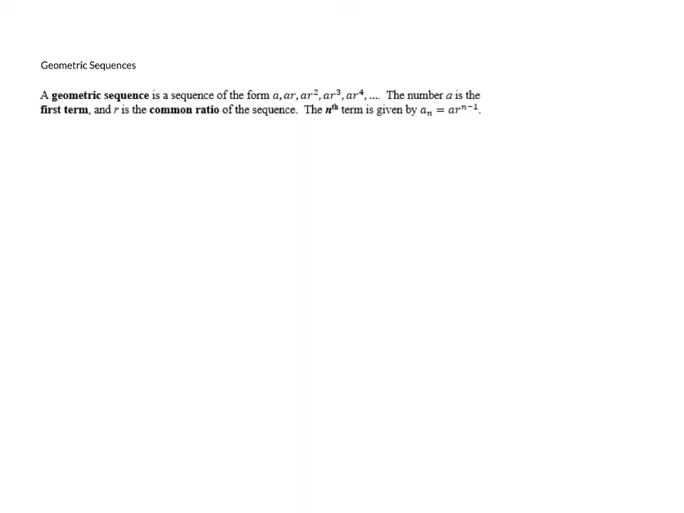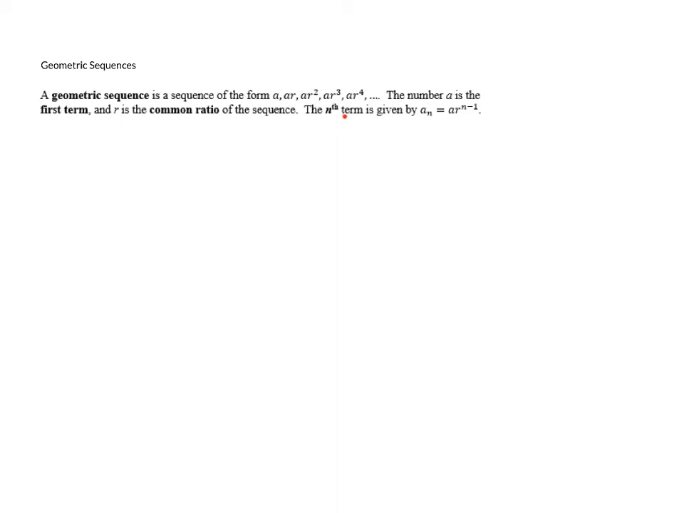A geometric sequence is a sequence in the form A, AR, AR squared, AR cubed, AR to the fourth, etc. The number A is the first term, and R is the common ratio of the sequence. R is the quantity that we multiply each term by to get the next term.